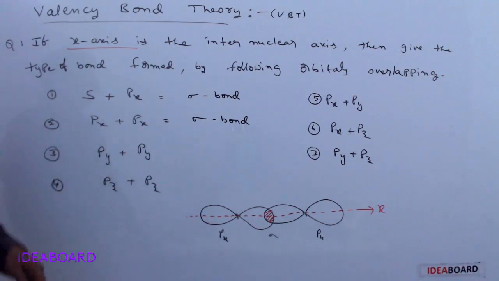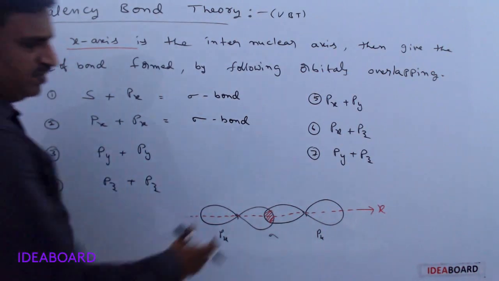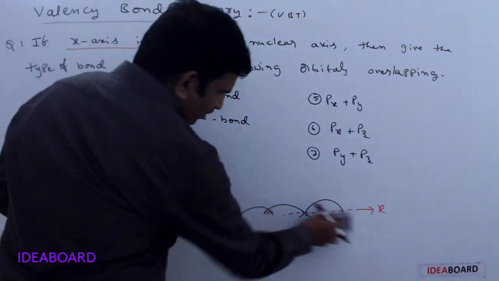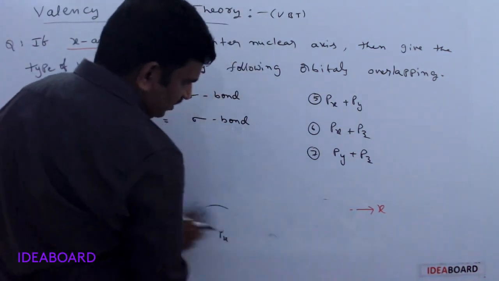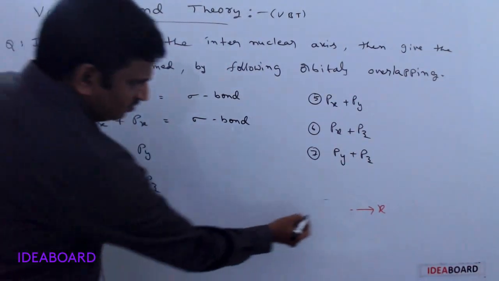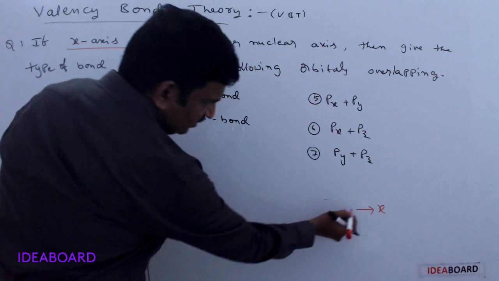Next, py orbitals. Here it was px orbitals, as we said, but now py orbitals. For example, the internuclear axis is the x axis only. This is the internuclear axis.